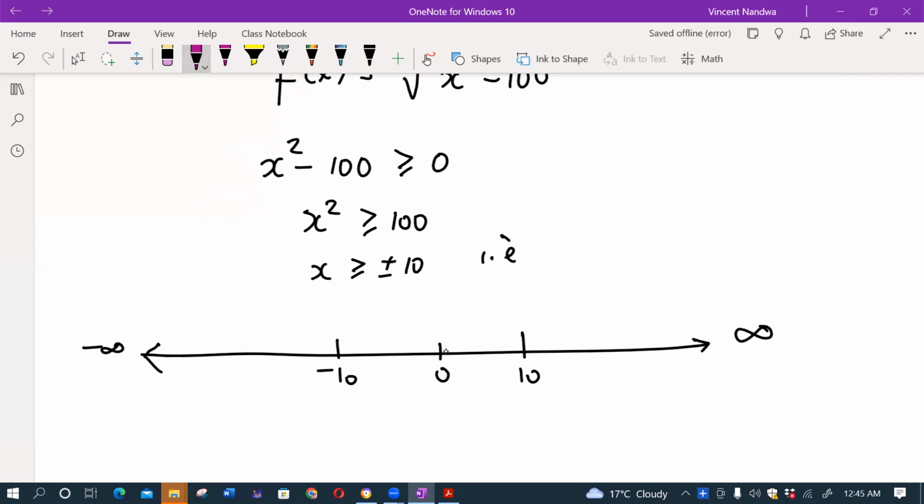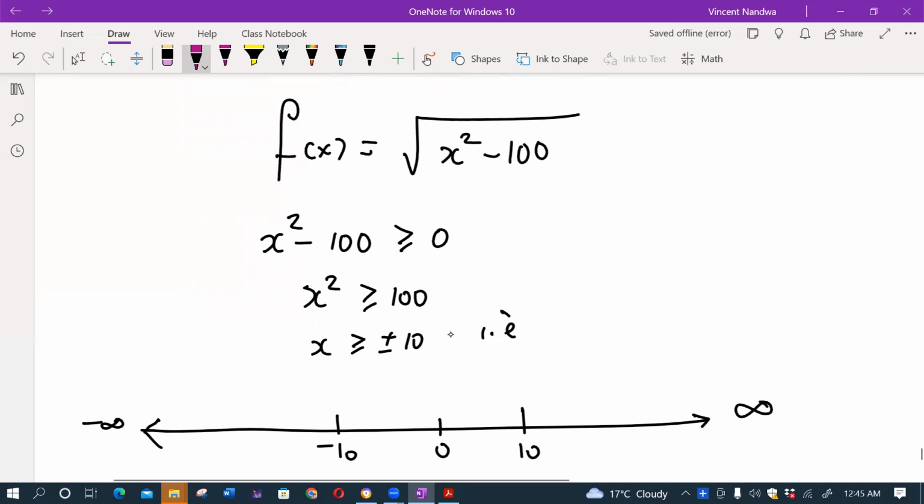So if I pick any value, remember we have x squared minus 100 as the number inside the square root sign. There are these parts: A, B, and C. The two numbers, minus 10 and 10, split the number line into three parts: from minus infinity to minus 10, minus 10 to 10, and then 10 to infinity.